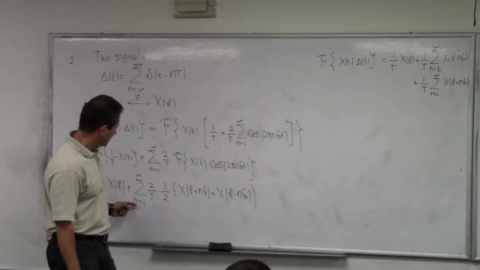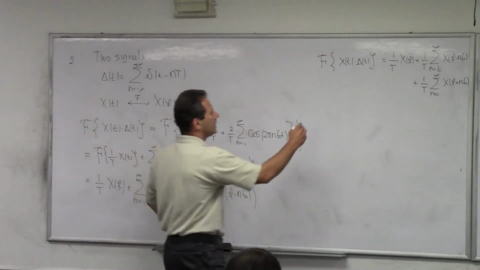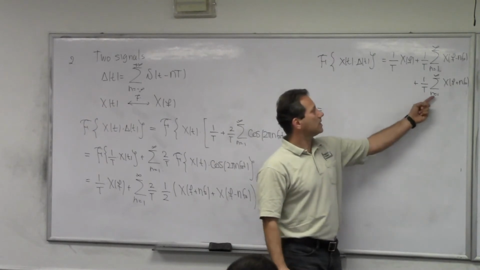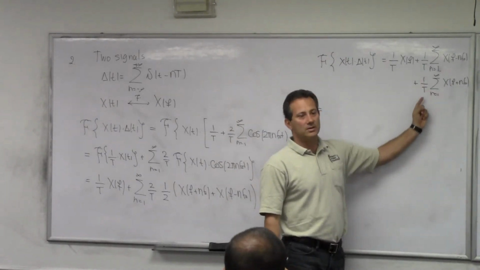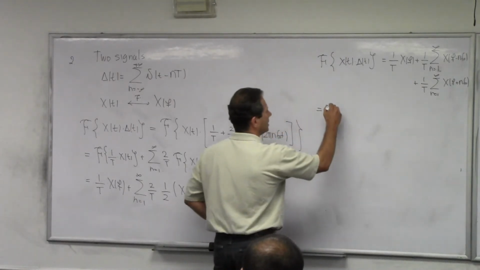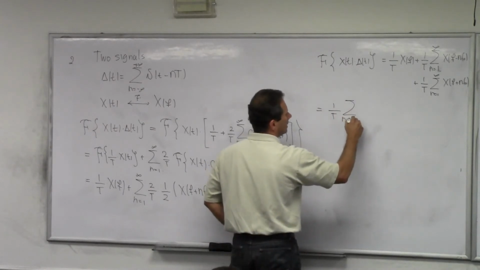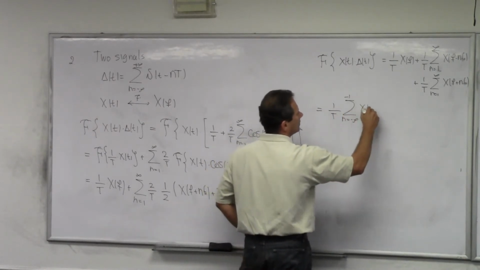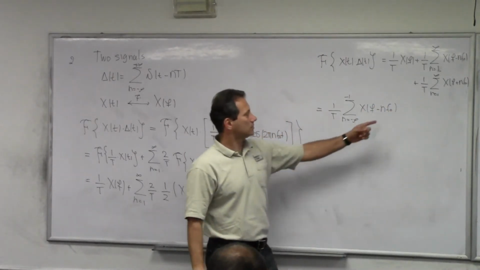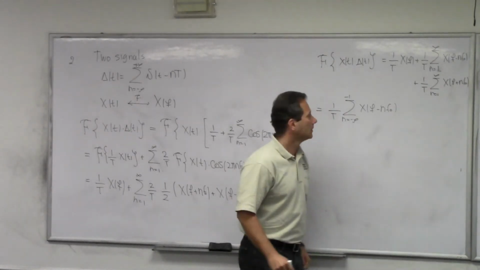I took this one summation and broke it into two. Now I'm going to rewrite this in a special way. I'm going to take this one here, and instead of summing from 1 to infinity, I'm going to sum from minus infinity to minus 1. So the first one here is going to be 1 over T, sum when n goes from minus infinity to minus 1, X of f minus n f0. Why? Because, since I'm now inverting the sign here, I have to invert the sign here.